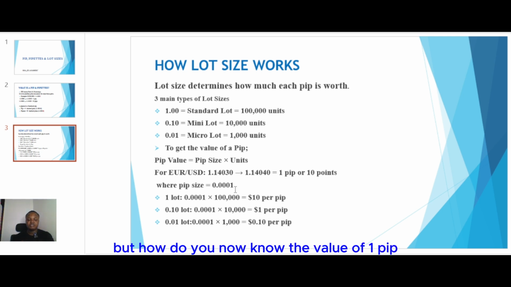But how do you know the value of one pip? Let's assume that you are trading a standard lot size, which is 100,000 units. 100,000 units multiplied by 1 pip will give you $10. If you are trading a mini lot size, which is 10,000 units, 10,000 units multiplied by 1 pip will give you $1. If you're trading a micro lot size, which is just 1,000 units, 1,000 units multiplied by 1 pip will give you 10 cents.